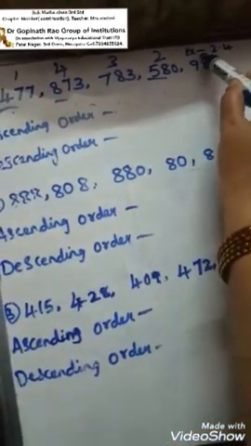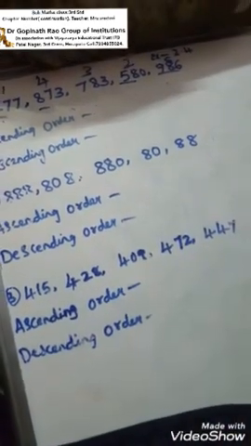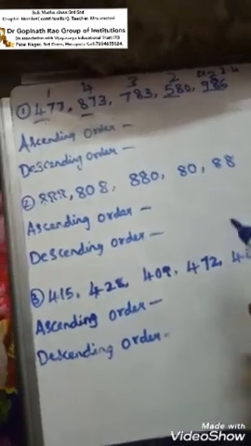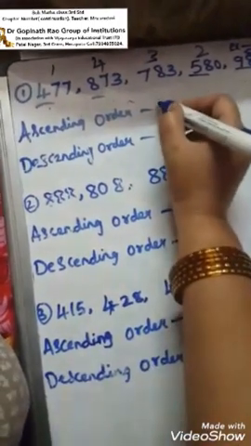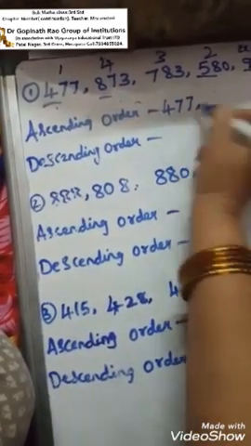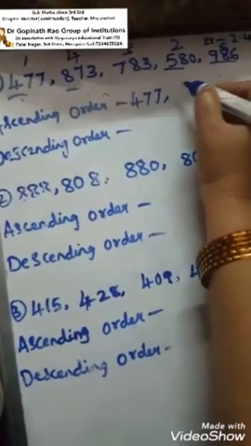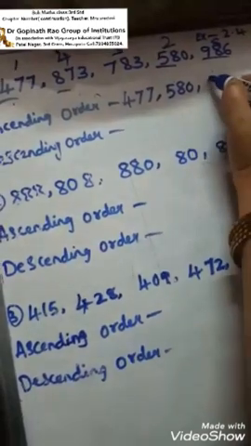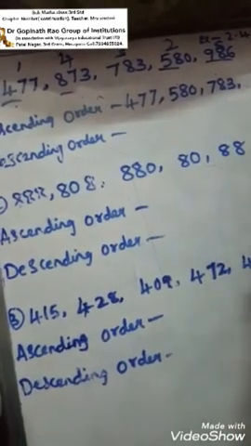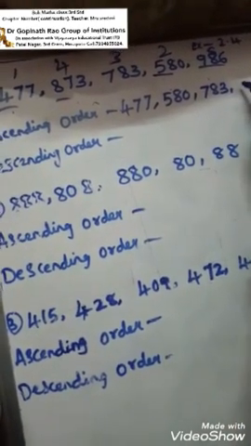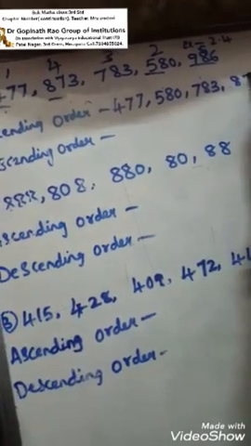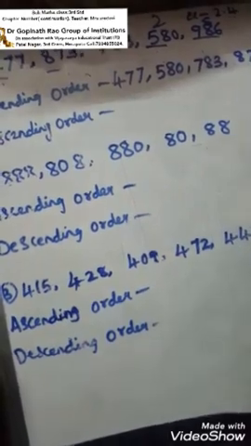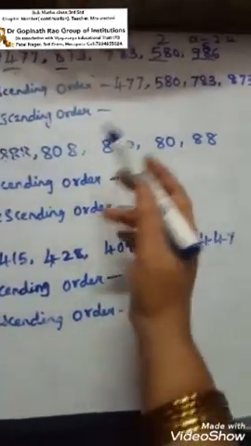So fifth smaller number is 9. Okay, we'll start. So the first number is 477. Second number is 580. Next 783. Next 873. 986. So just now reverse it.